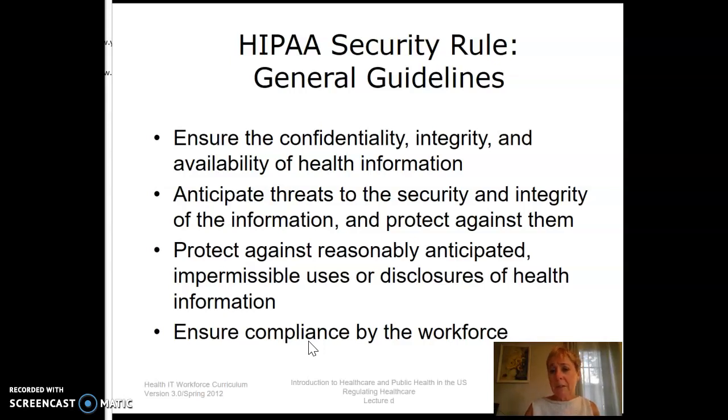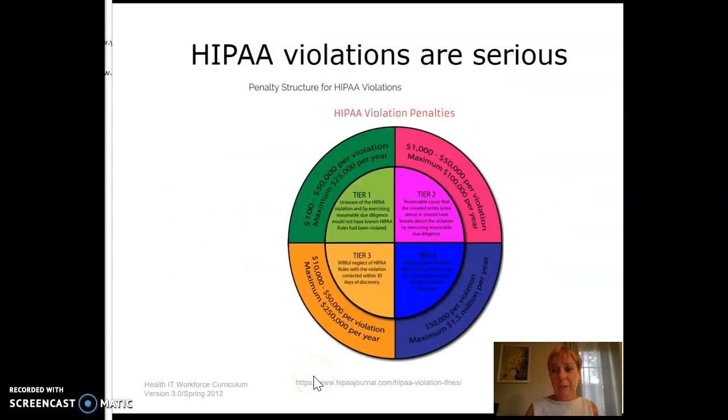You also have to anticipate threats to the security integrity of the information and protect against them. So unauthorized access, such as something that could happen in a data breach. You have to make sure you have the tools in place to prevent that. You also have to protect against reasonably anticipated impermissible uses or disclosures of health information. And I'll get into that in just a bit. Most importantly, you have to ensure that your workforce is following the rule.